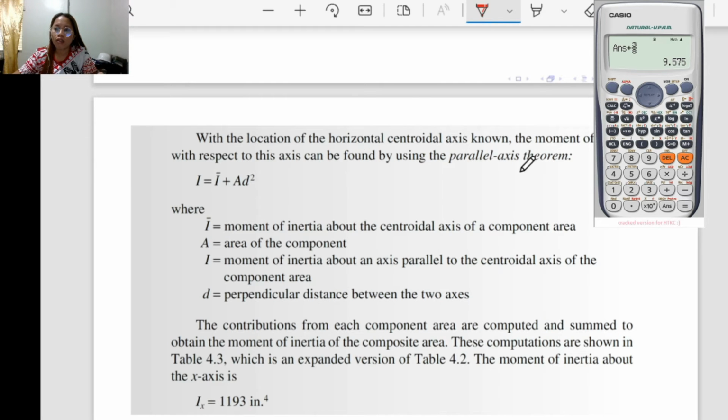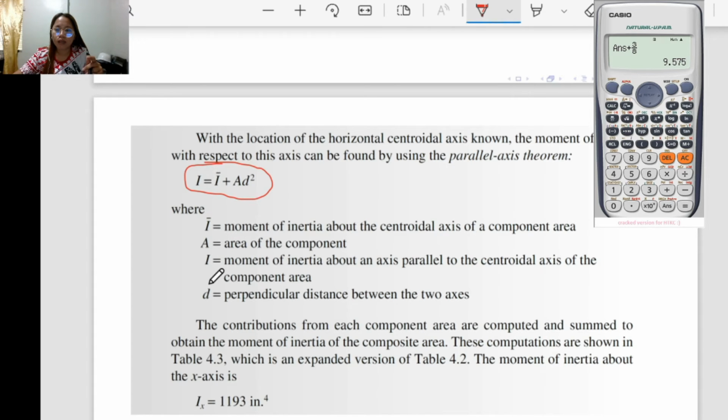Horizontal centroidal, the moment of inertia with respect to this axis can be found by using the parallel axis theorem. So remember this formula, right, in your statics, rigid bodies. Now for all components, where this I bar is the moment of inertia about the centroidal axis of the component area. Now each component area, then the A is the area of the component, no? Then the I is the moment of inertia about an axis parallel to the centroidal axis of the component area, no?